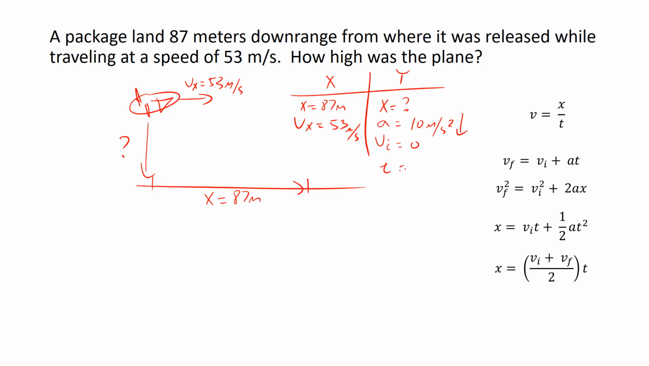And if we can find the time, we can find the y. And where are we going to find the time? We're going to find the time right here using this x-axis. So v equals x over t. This vx is just a specialized v. It's just v. Multiply out the t, and we're left with x equals tv or vt.